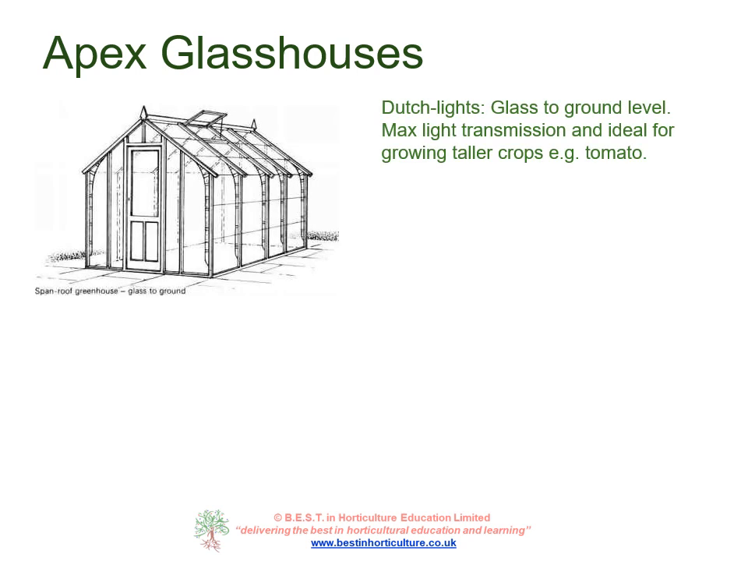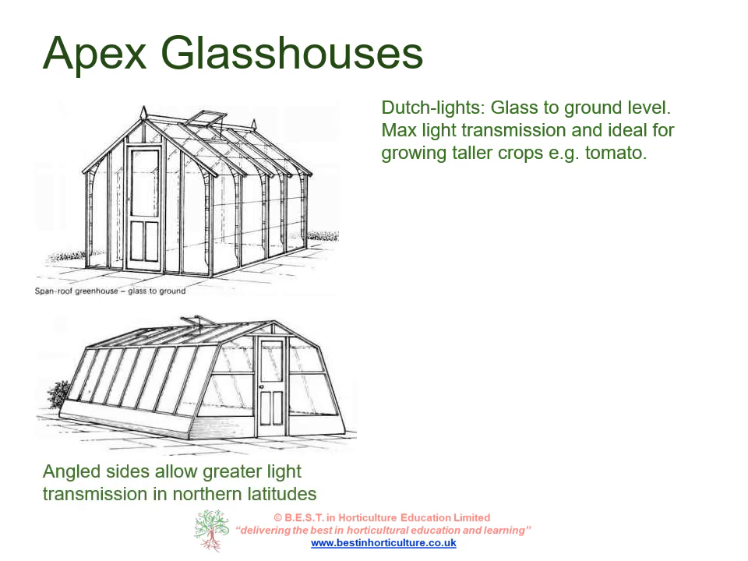A typical apex glasshouse, sometimes referred to as a Dutch light, has glass to ground level glazing. This allows for maximum light transmission and is ideal for growing taller crops, for example tomatoes and cucumbers. Angled sides allow for greater light transmission in northern latitudes, where the sun never climbs as high in the sky as in more southern areas.